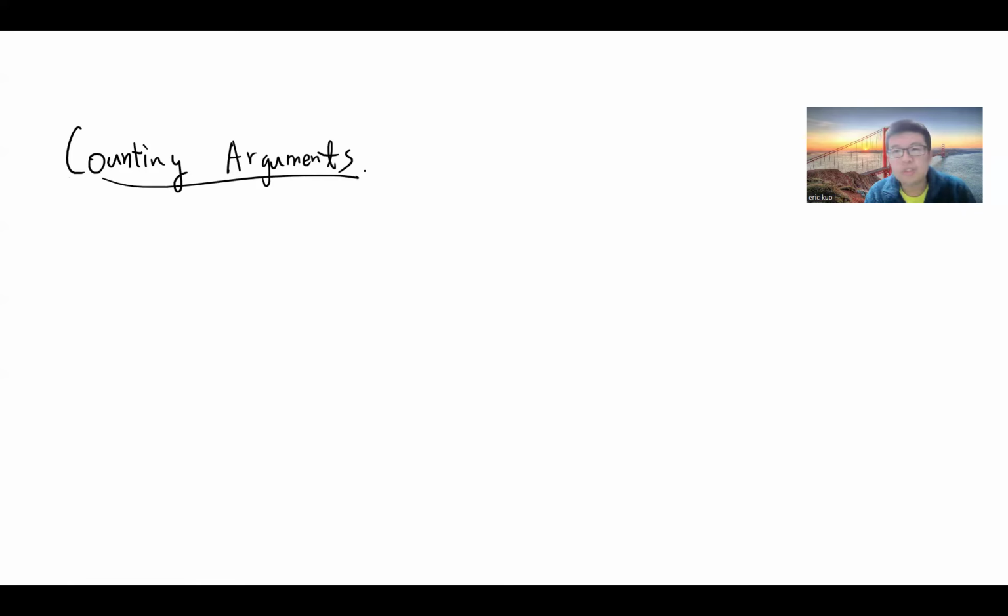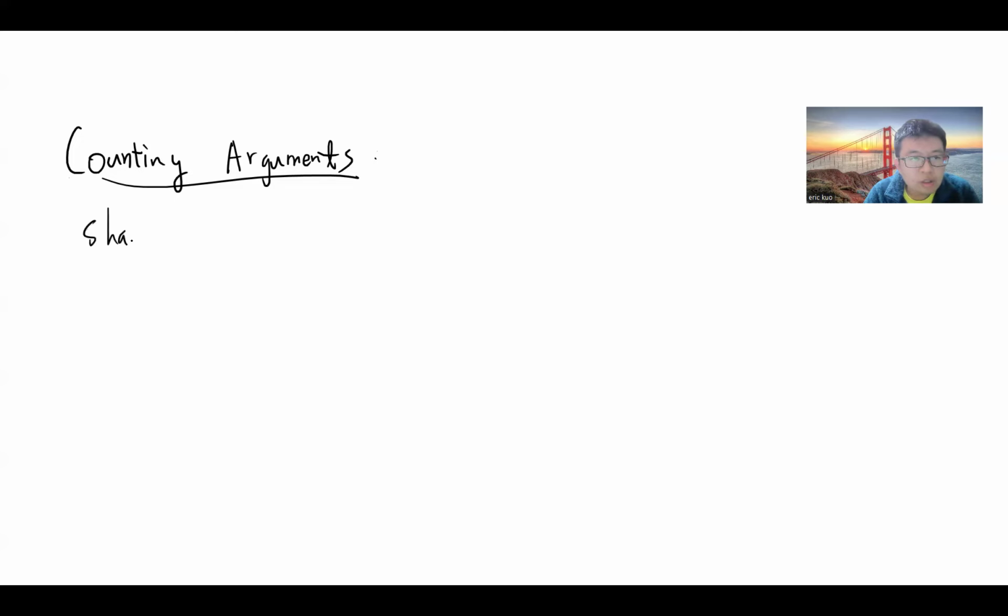So with a counting argument, if we try to prove that something is very hard, then we just count the number of things. Okay, so maybe it's a little bit hard to understand, but let's go through this simple example.